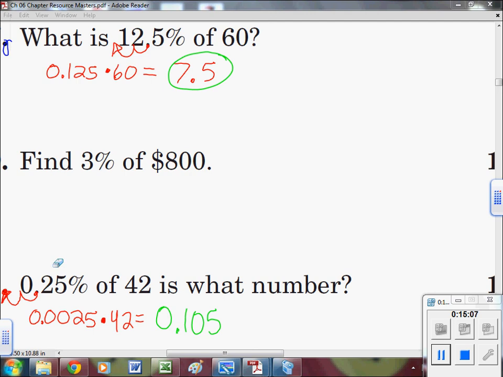We take a look over here. It was 0.25%, so it was less than 1% of 42. Well, 1% of 42 would have been 0.42. This is less than 1% of 42, so our answer has got to be less than 0.42. So 0.105 is less than 0.42. Remember, place value. That says 0.4, that starts off with 0.1, so 0.4 is a lot bigger. So this answer is reasonable. It's quite small, but that's what we were expecting. So that's a quick way to make sure that answer was reasonable.